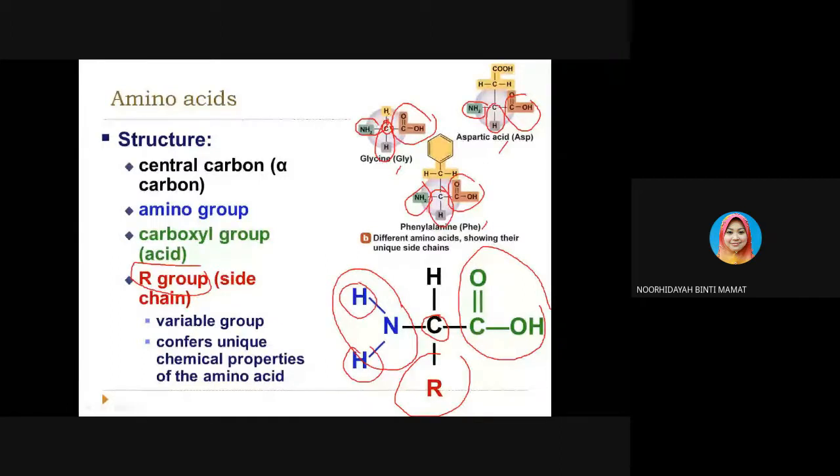Okay, we call this the backbone of the protein. If these three main components of the amino acid join with one hydrogen, it becomes glycine. When it joins to this group, the R group, it will become aspartic acid. So this is the one that makes the variability in amino acids. Different amino acids show their unique side chains here.